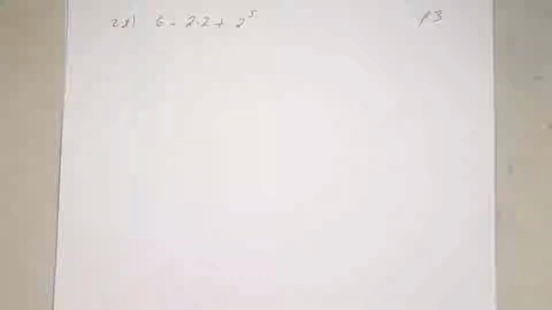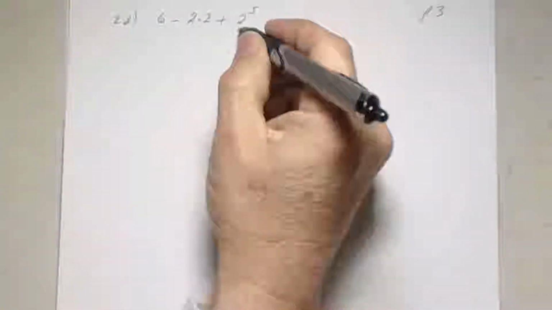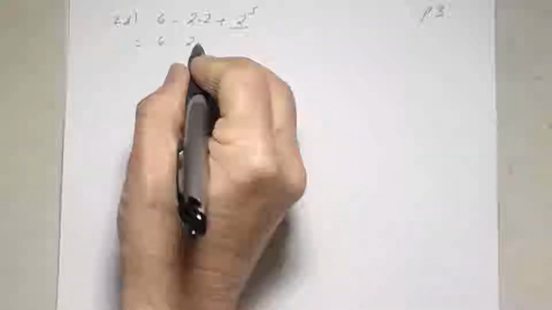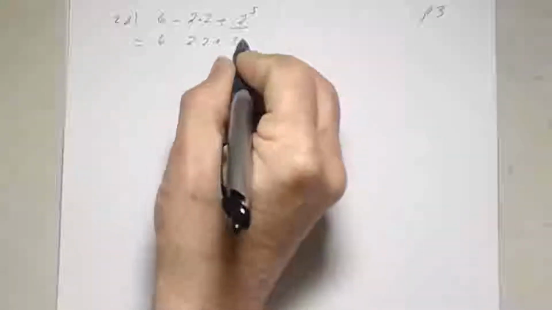All right, steps. What would be the first step you would do? The exponent. So you've got to figure out 2 to the 5th. Don't do it by hand. Just use your calculator. What's 2 to the 5th on your calculator? 32. All right. Now I'm writing what you're saying. So you're going to say 6 minus 2 times 2 plus 32, right?